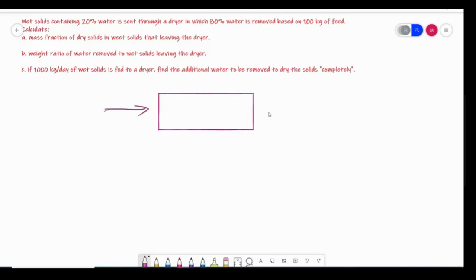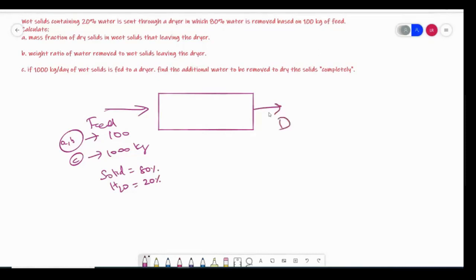We have a feed of 100 kg. For the A and B parts, the feed is 100 kg. For the C part, we are going to have 1000 kg. The feed contains solids and moisture. Moisture is given as 20%, which means solids is 80%.